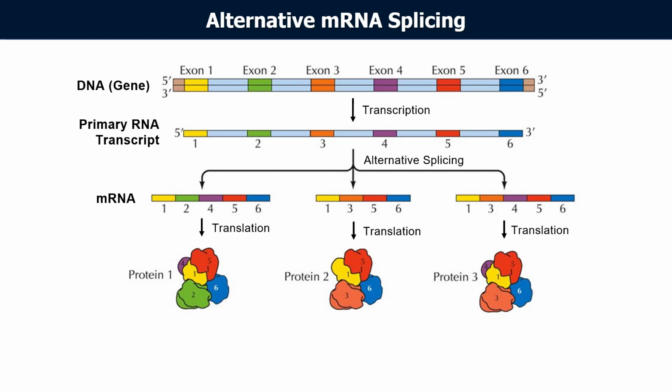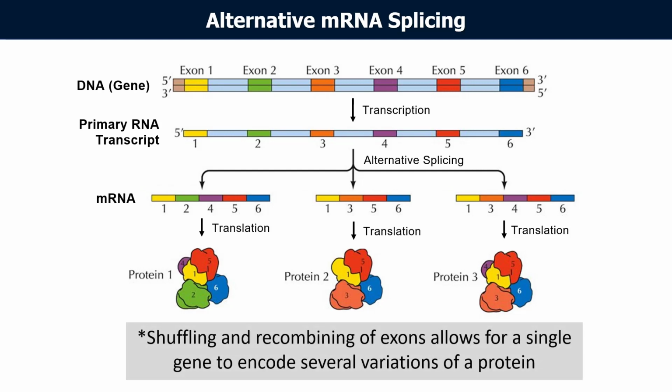So we've got essentially 3 different versions of a protein, all potentially coming from the same single gene. In other words, one gene is encoding multiple versions of a protein, or has the potential to encode multiple versions of a protein. And so this shuffling and recombining of exons allows for a single gene to encode several variations of a protein.